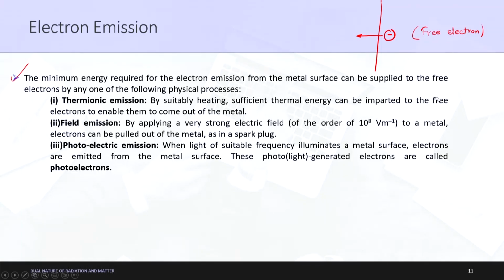In thermionic emission, by suitably heating, sufficient thermal energy can be imparted to the free electrons to enable them to come out of the metal. Please remember, sufficient thermal energy is always required. It will not happen that you increase the temperature by 1 degree Celsius, 0.1 joule of energy is imparted, and there will be a release of the electron.